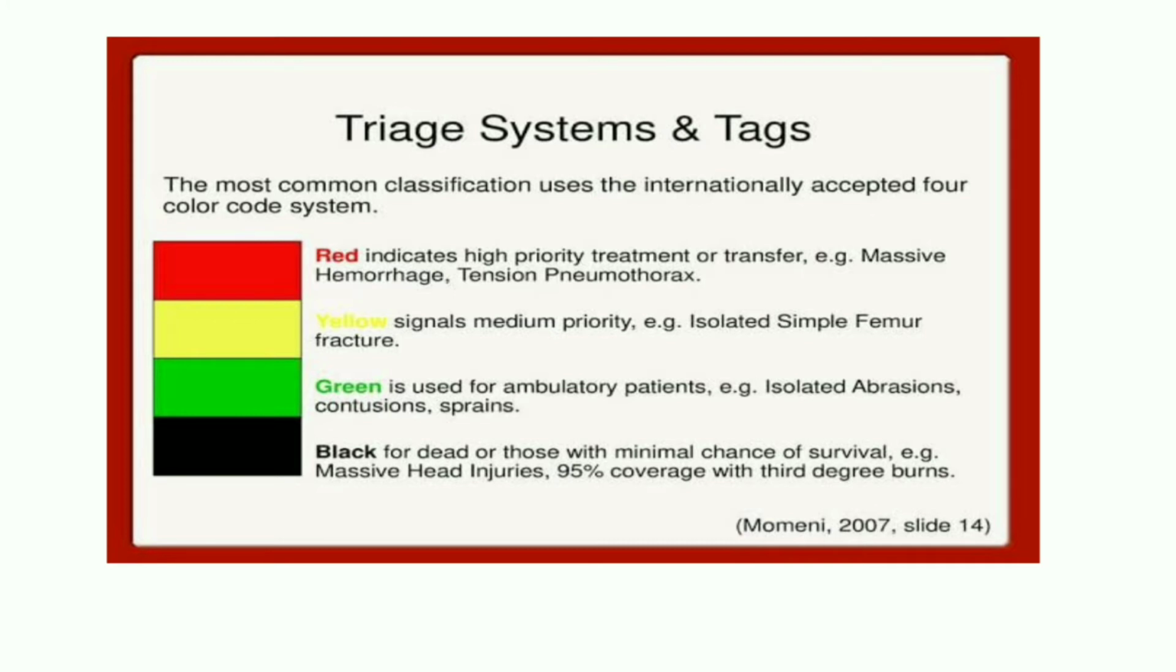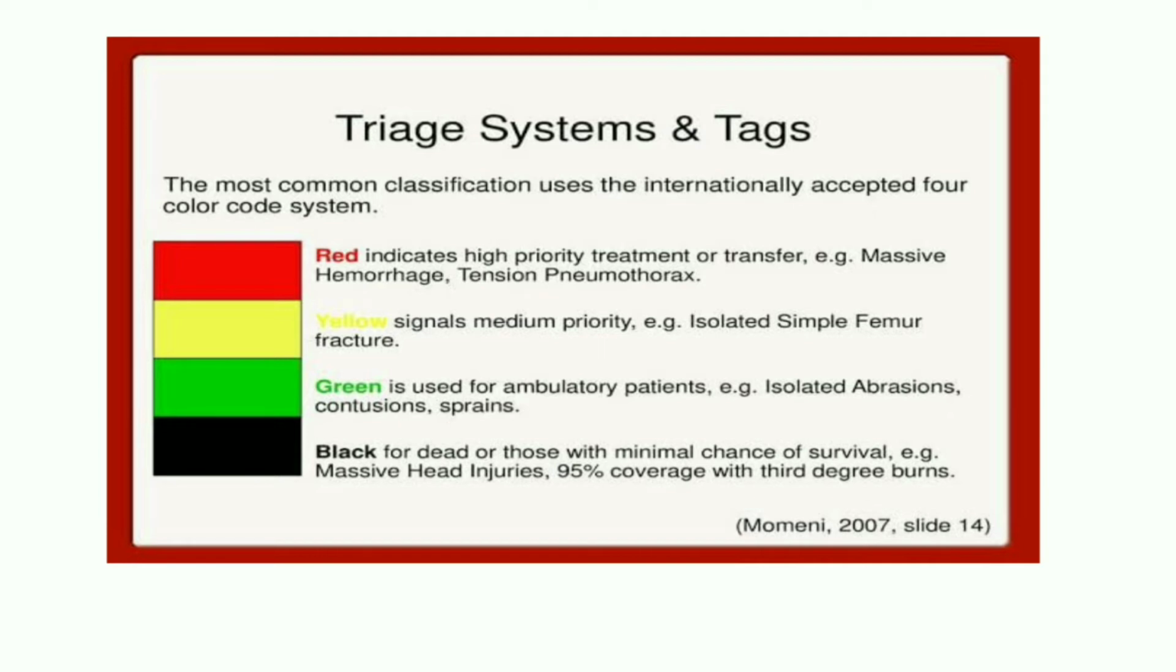The life-saving, critically ill patients will be included in the red category. The next one is yellow. Yellow signals medium priority. Example, isolated simple femur fracture. Next one is green. Green is used for ambulatory patients. That means mild injuries. For example, isolated abrasion, contusion, sprains.